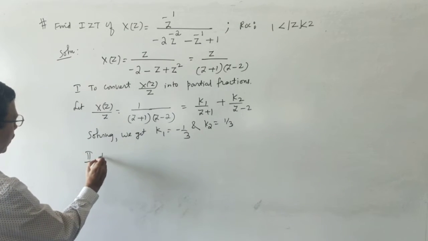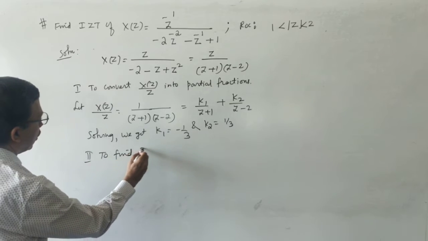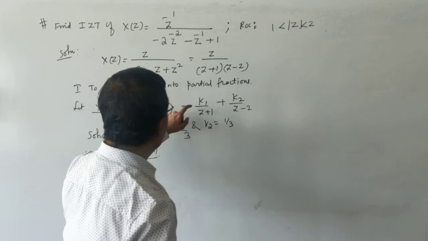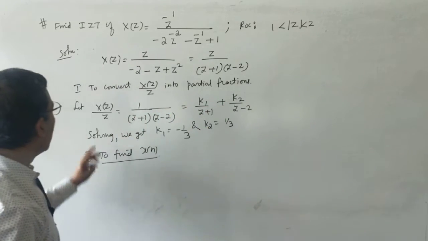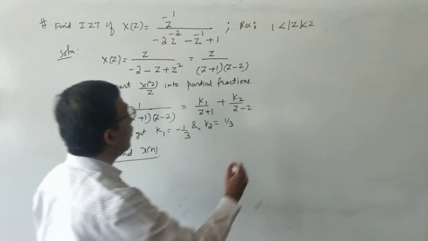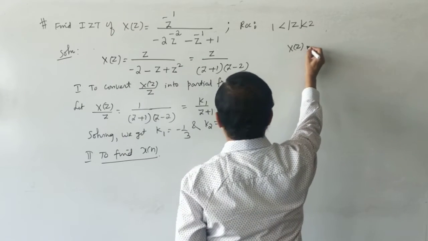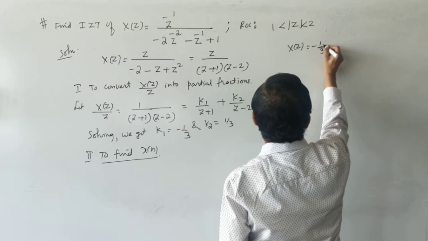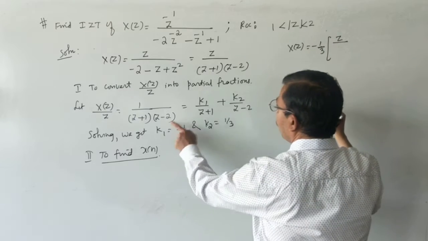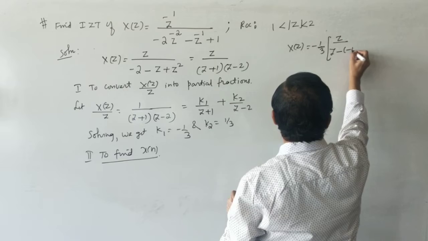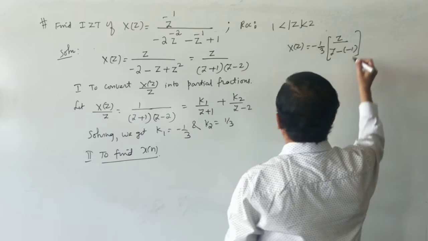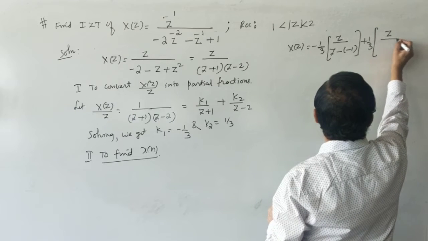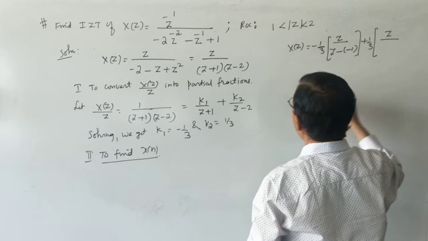Second step, to find x of n. Substitute the values of k1 and k2 and multiply both sides by z. That gives us X(z) is equal to minus 1 by 3 into z by (z plus 1), I'll write as z minus of minus 1, plus k2 is 1 by 3 into z divided by (z minus 2).